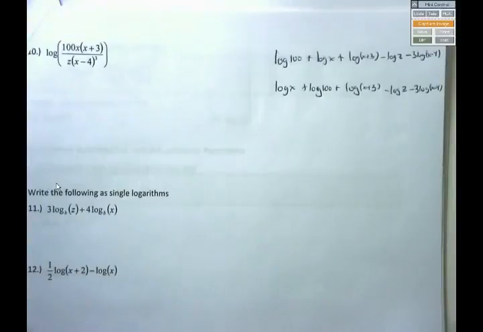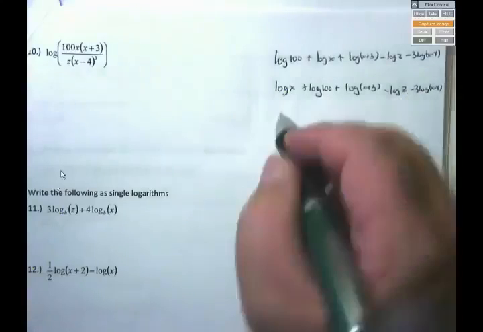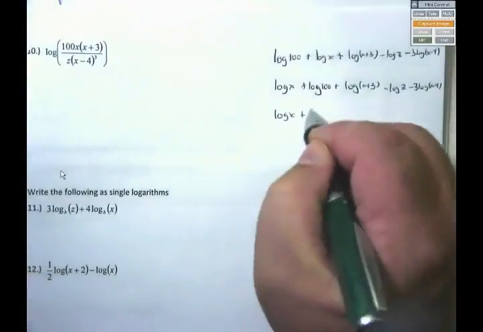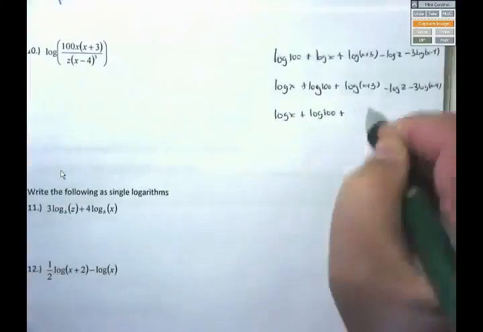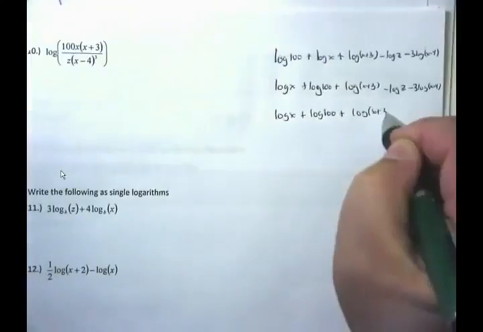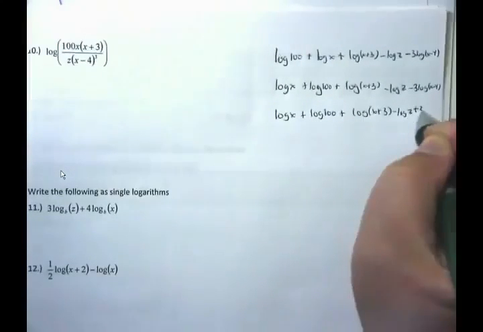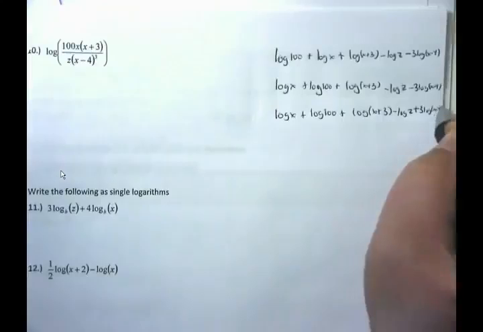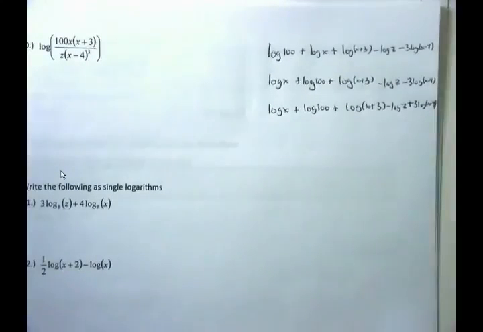Anybody else? These are the only 2 answers everybody got, and they're the same answer. Everybody got this? I don't believe you people. No other answers. What about this one? The log of x plus the log of 100 plus the log of x plus 3 minus the log of z plus 3 log of x minus 4. Did you get that one?